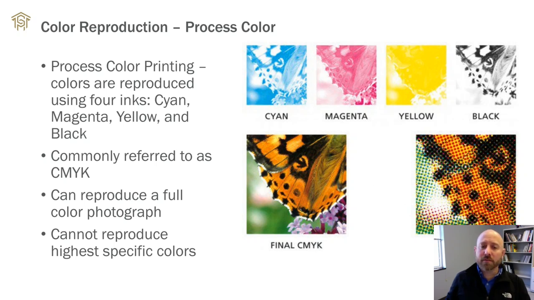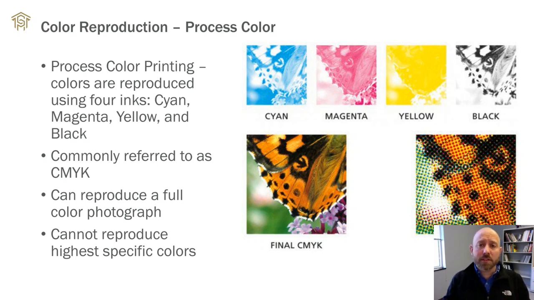So they work very well for full color photographs. The thing to keep in mind with process color is that it's limited. Like I said, in Photoshop, a color pixel can be one of 16.7 million different colors. Well, CMYK can't reproduce all of those colors. It just can't. What it reproduces is just a smaller range of color.